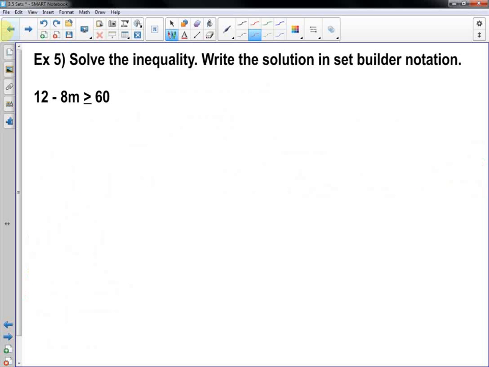Number 5, we're going to solve this inequality and write the solution in set builder notation. All right, so we should know how to solve this so far. So if I'm going to get m by itself, the first thing I'm going to do is subtract 12.